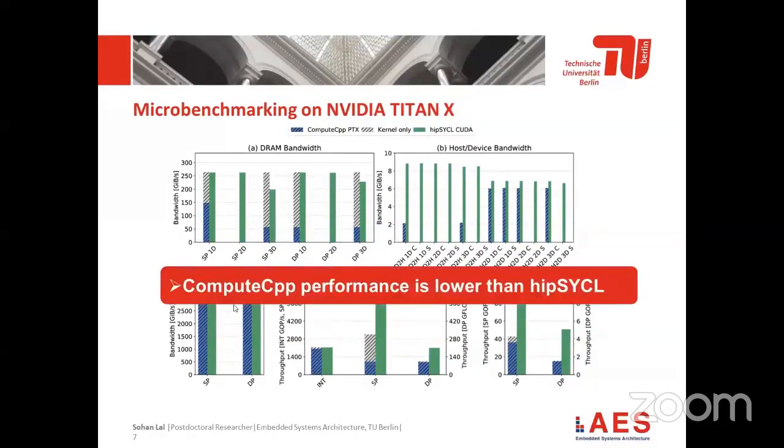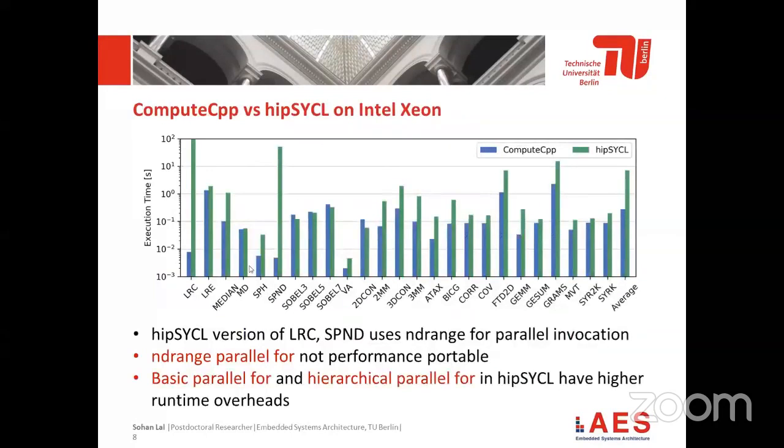Mostly compute CPP performance is worse compared to HipSQL, and we think this is primarily due to the experimental PTX backend, which is not fully mature. So let's now look at compute CPP versus HipSQL on Intel Xeon. The figure shows that the compute CPP implementation outperforms the HipSQL implementation for most of the benchmarks.